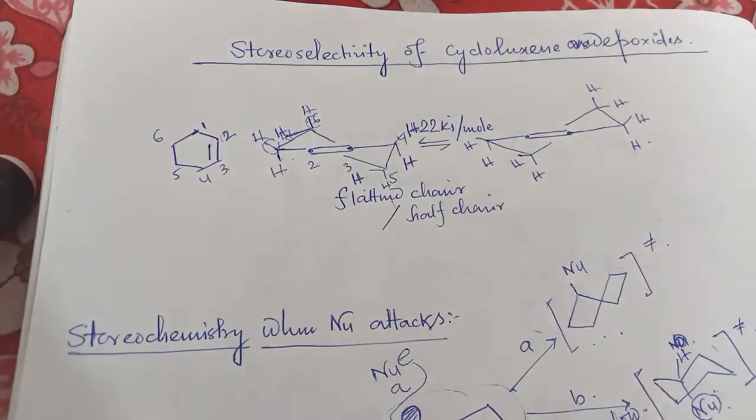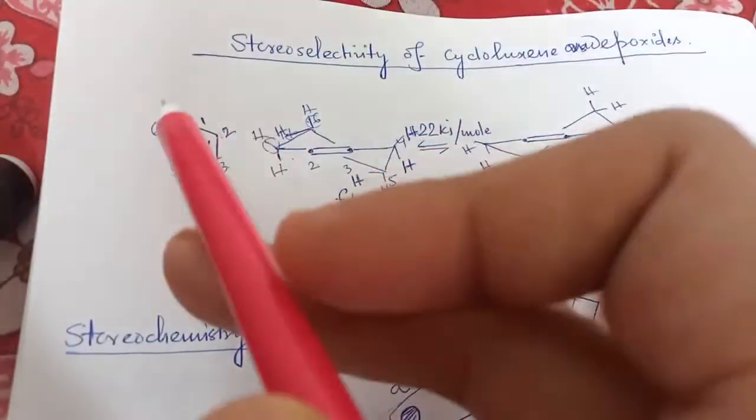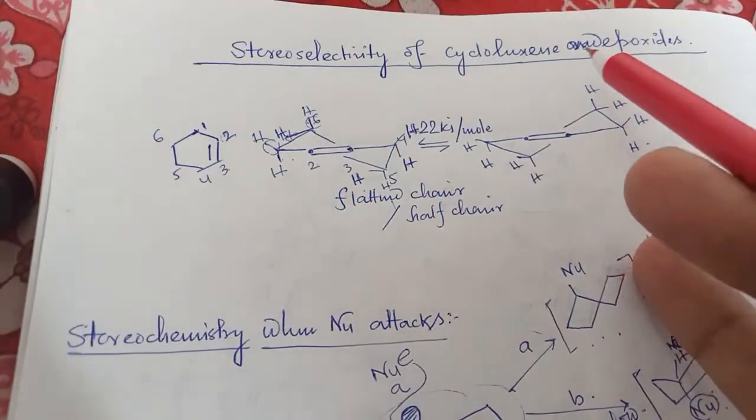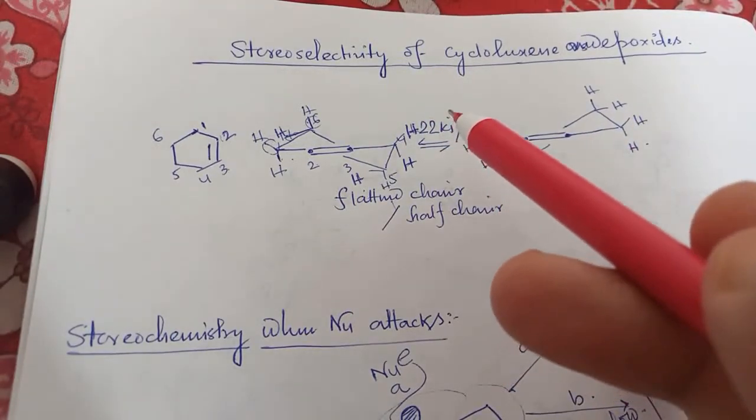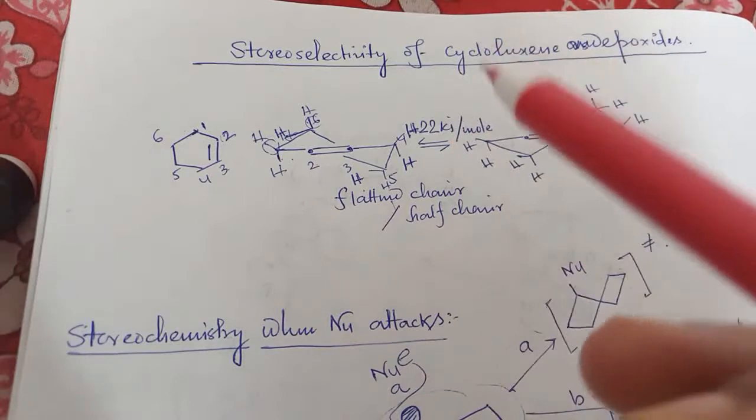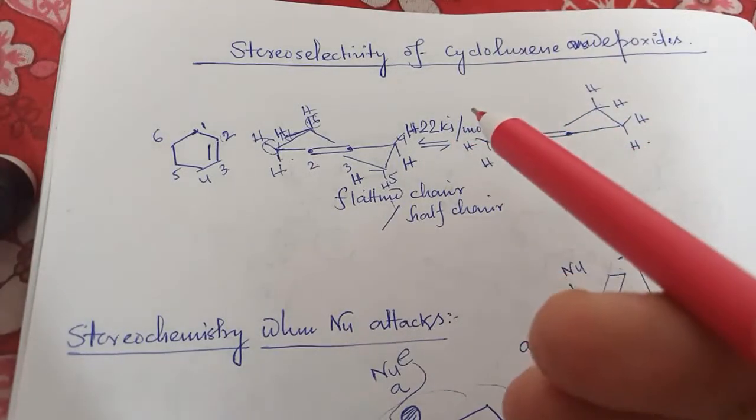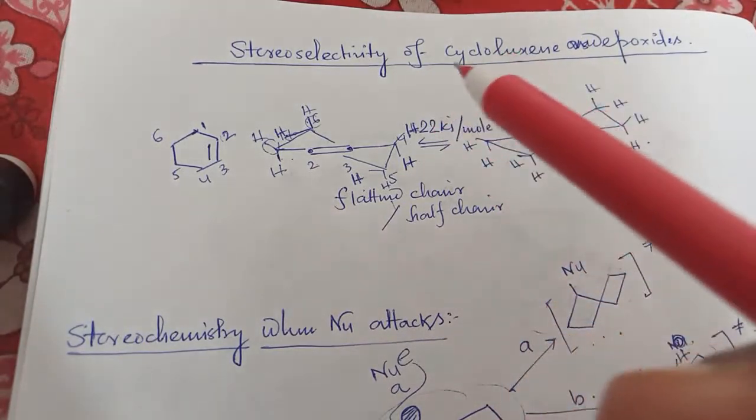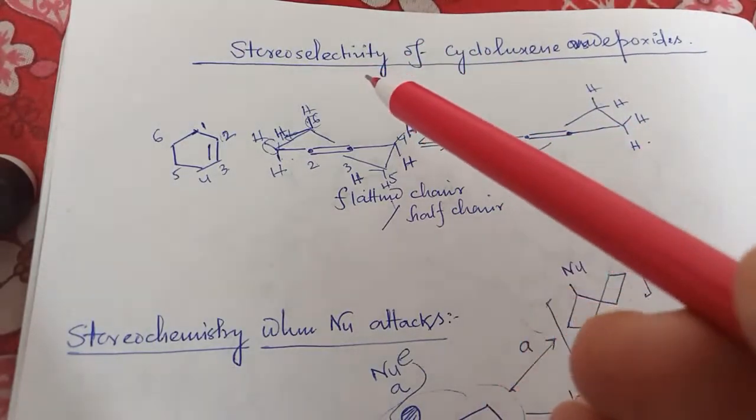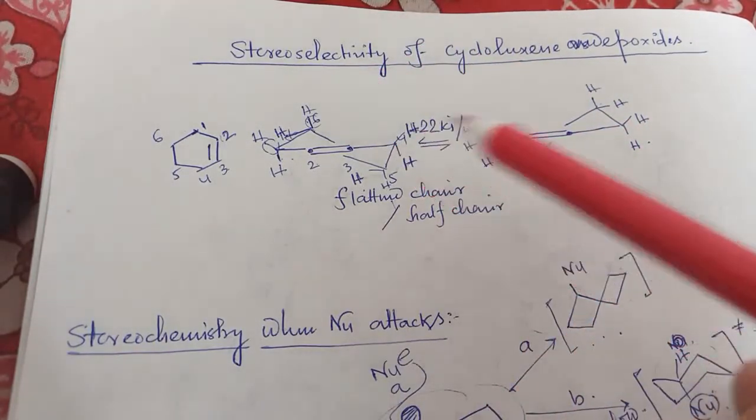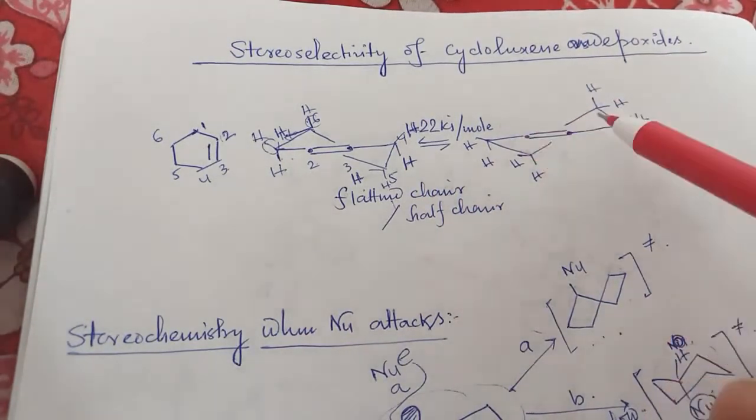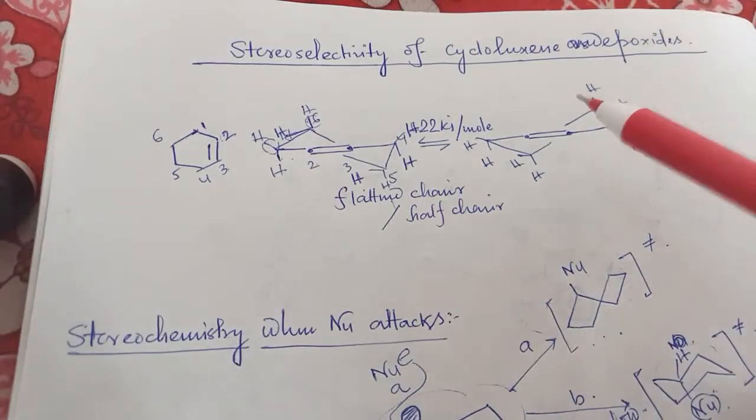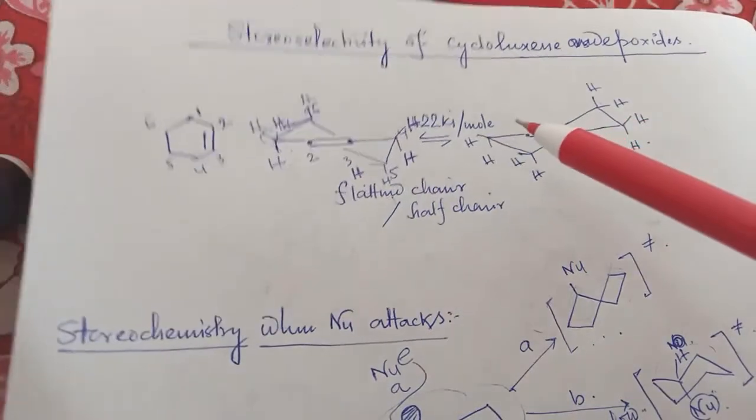Hello everyone. Today's topic is stereoselectivity of cyclohexane and epoxide. This is one of the most important topics if we talk about competitive exams like CSIR NET, GATE, to determine the structure of nucleophile, how the nucleophile will attack the cyclohexane or epoxide. It can be easily predicted from today's topic. So please stay tuned.